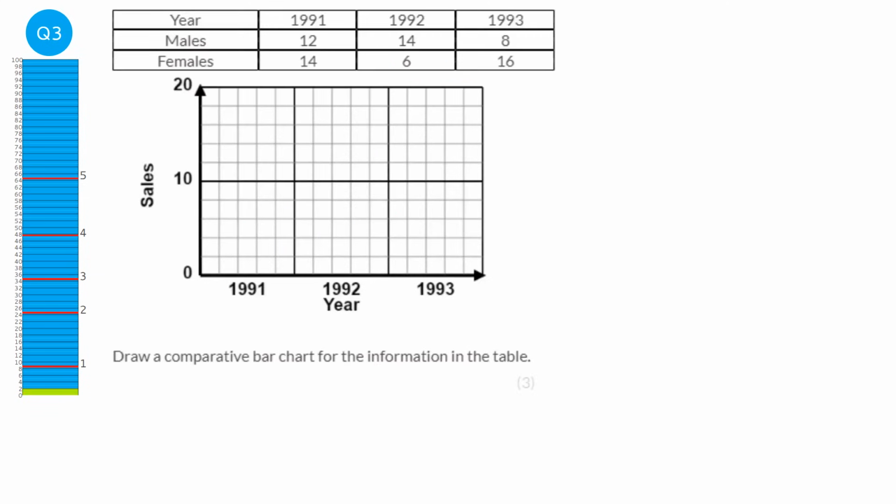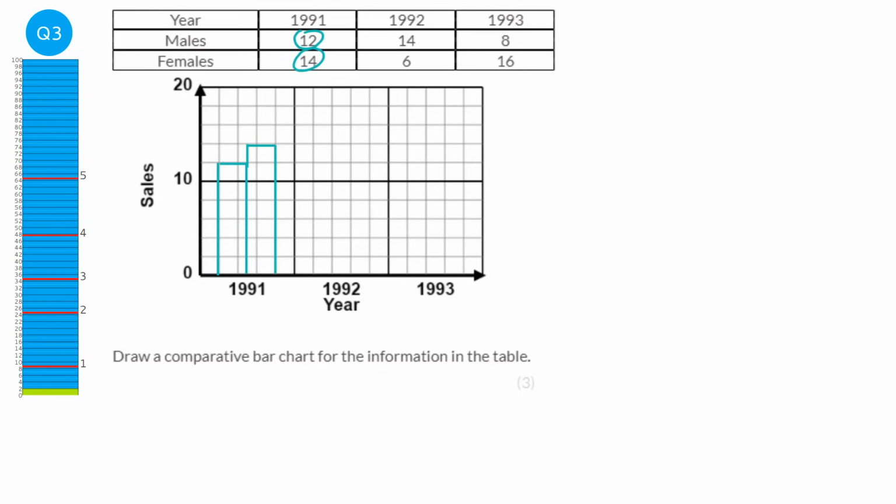A comparative bar chart is where you have two bars next to each other meaning different things. So it's probably easier just to start drawing it and then we can talk about it as we go along. So we've got males here at 12, and so what we want to do is a bar that is 12 high. And these are going up in twos, so it will be up here. There we go. And then right next to it, we're going to do females, which is 14. And so we're going to make this go up to 14.